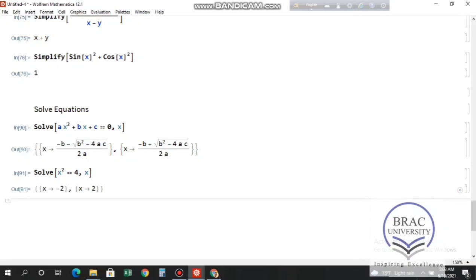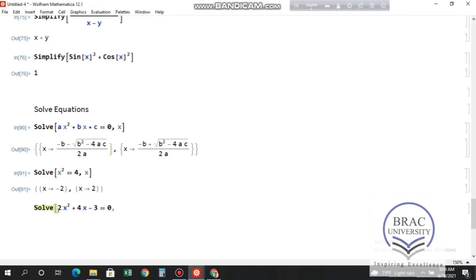Now we want to solve a system of equations in Mathematica. Say we have two equations and we want to know the solution. So let's write solve, and inside the solve we will write the two equations. The first equation is 2x squared plus 4x plus 3 double equals 0, then give a comma.